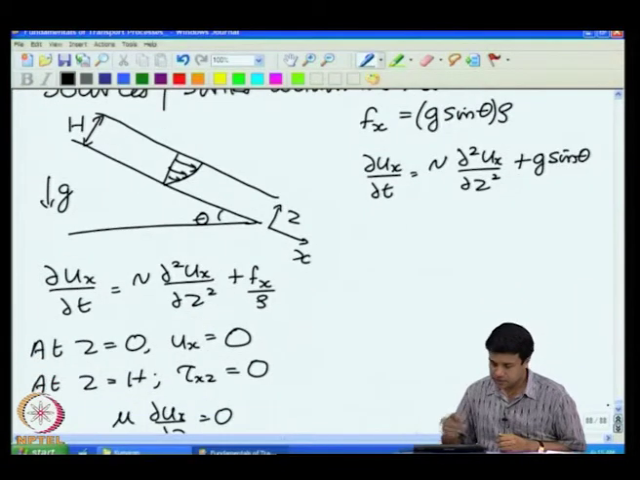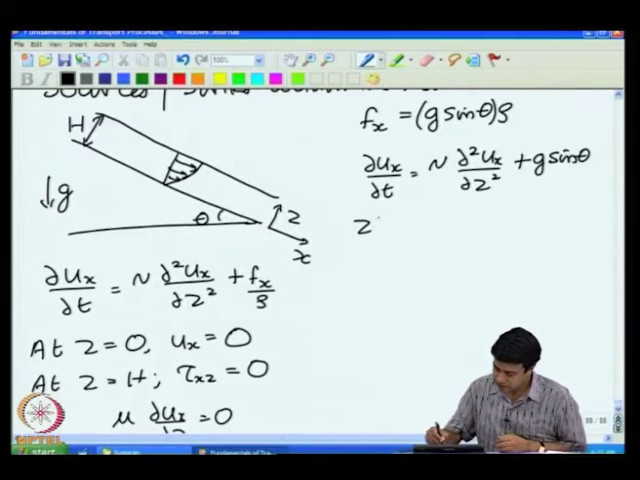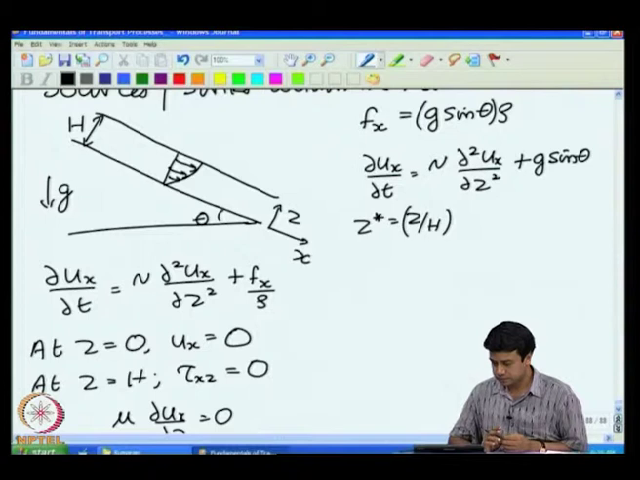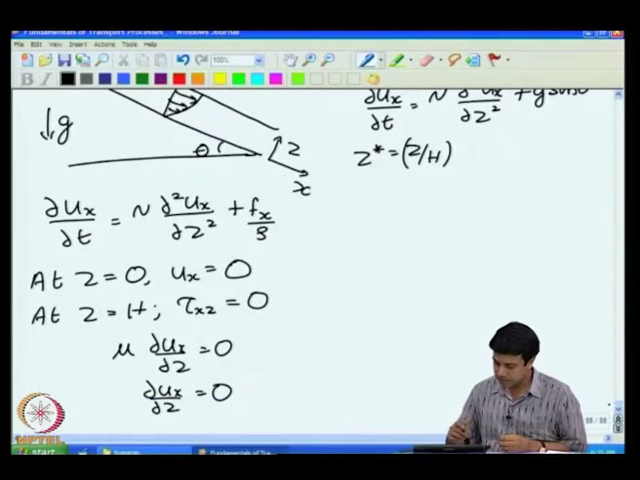How do I non-dimensionalize my variables? Once again, h is the natural length scale in the z direction, so I can define z star is equal to z by h. What about ux? In the previous examples, there was a well defined velocity of the boundary. I had the boundary condition ux is equal to capital U at z is equal to 0 and ux is equal to 0 at z is equal to 1. In this case, the boundary conditions are both homogeneous. There is no velocity at the boundary. Ux is equal to 0 on one surface and the derivative is 0 on the other surface.